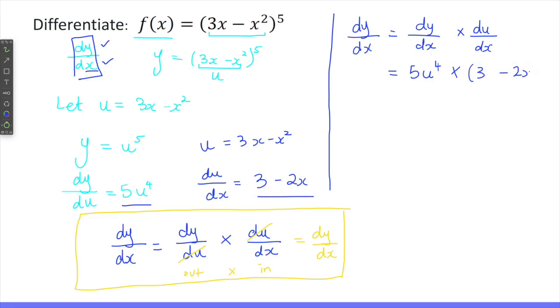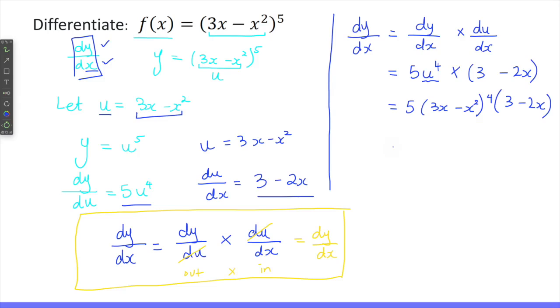Since I have more than one term, ensure that you place it into brackets. And again, I've got this random term u that I don't really like. So what I'm going to do is substitute back the original function of 3x minus x squared. And I can just leave it like that. I don't need to factorize. I don't need to expand. This is an appropriate answer there.